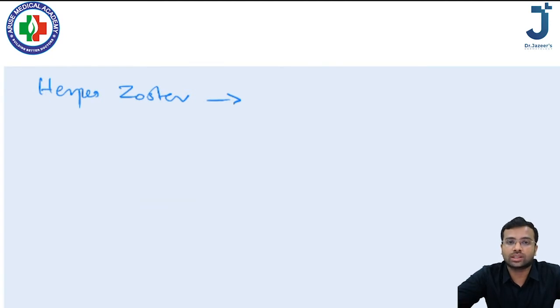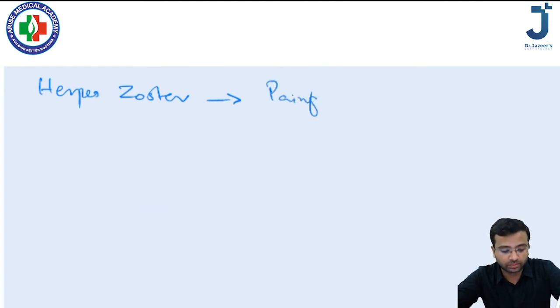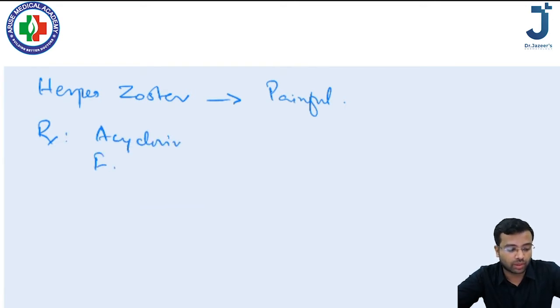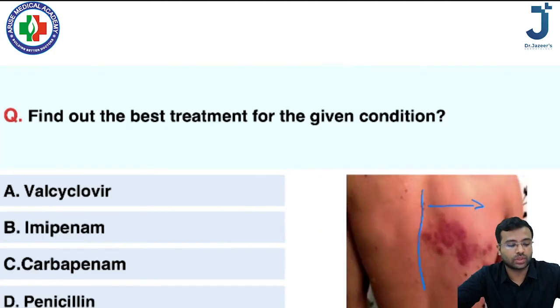And that is called herpes zoster. So this herpes zoster would be a painful condition and it usually appears as a vesicular lesion on an erythematous base in a dermatomal distribution. You know that the treatment usually given is acyclovir. You can also treat it with famciclovir or, as given in the question, valacyclovir. So this would be the answer here, because all the others are antibiotics.